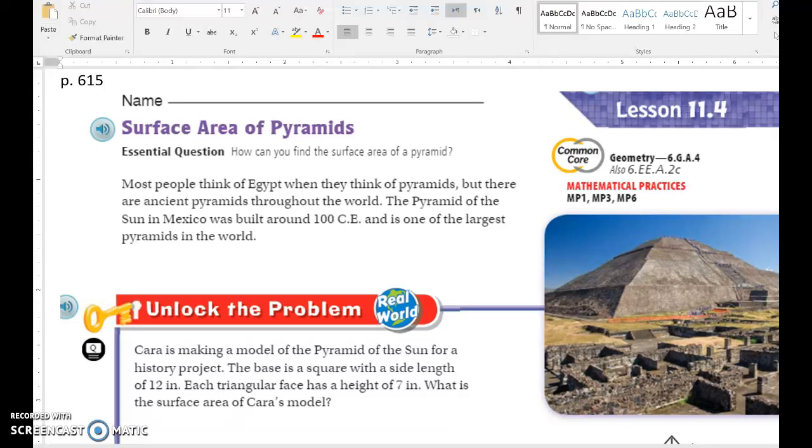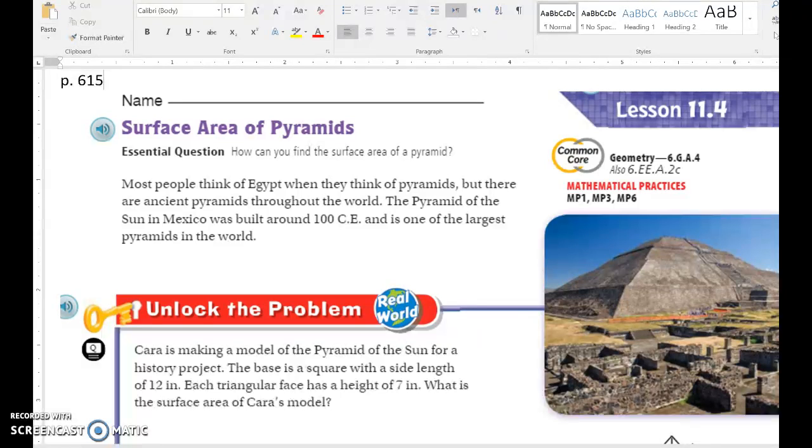Okay, ladies and gentlemen, you did a great job with surface area of a rectangular prism, and we had just started surface area of a triangular prism, and we'll keep practicing that on Monday also. But today we're going to add another layer. One of the big differences between pyramids and prisms, which we've been talking about since the beginning, is that prisms have lateral faces that are rectangles, and pyramids have lateral faces that are triangles.